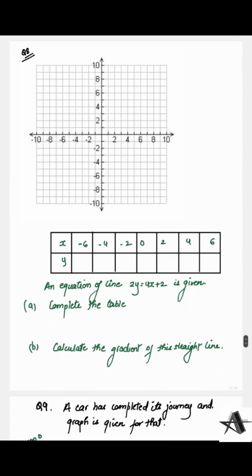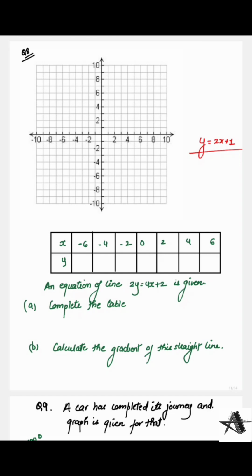This is question number 8. The equation of a line 2y equals 4x plus 2 is given. You need to complete the table. First of all, we need to make y the subject, and in order to do so, just divide both sides by 2. Your final equation is going to be y equals 2x plus 1. Then start substituting the values.